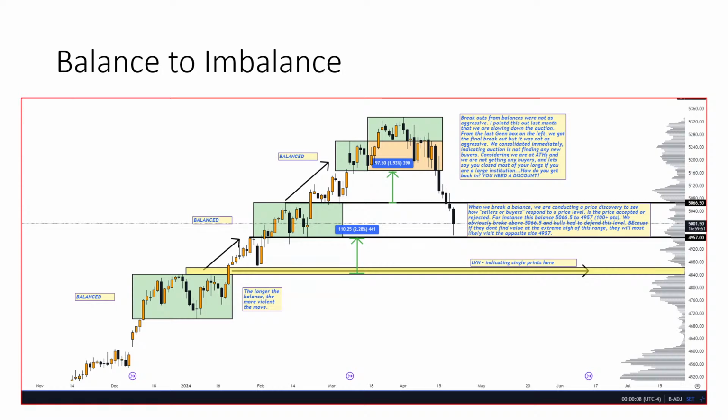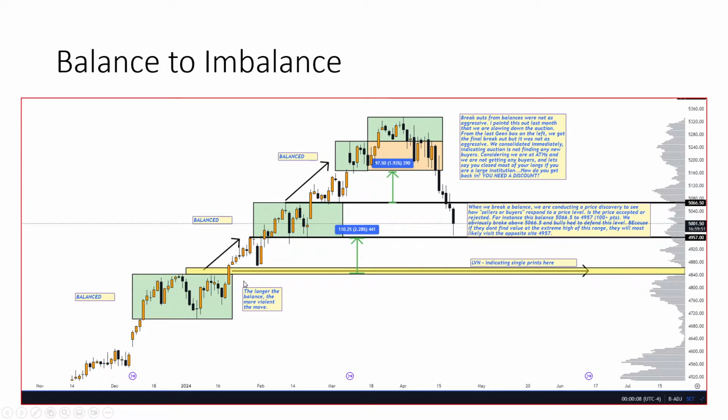And then I added this chart that I posted for you guys not too long ago, which is basically relevant now, where we had the balanced market, right? We spent some time balancing here. Then we had another price discovery higher, right? The arrow is showing that they are disagreeing on this price and they want to go higher.